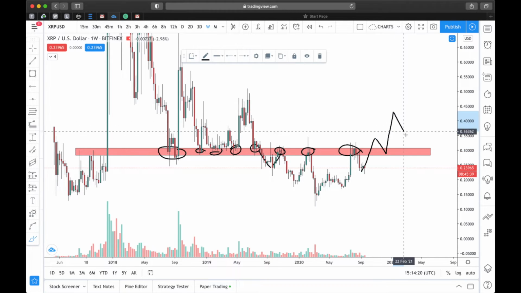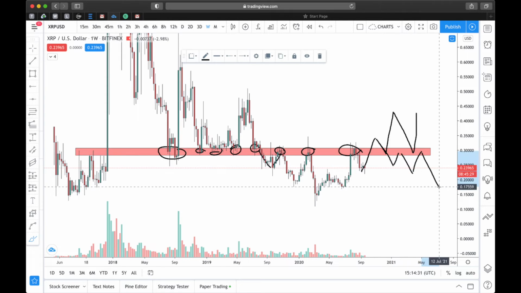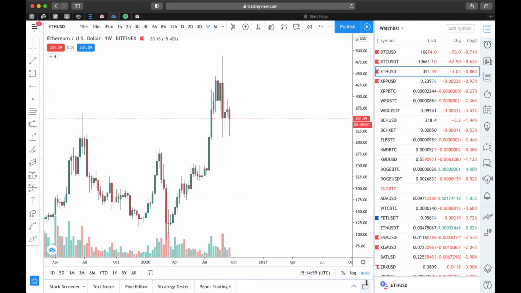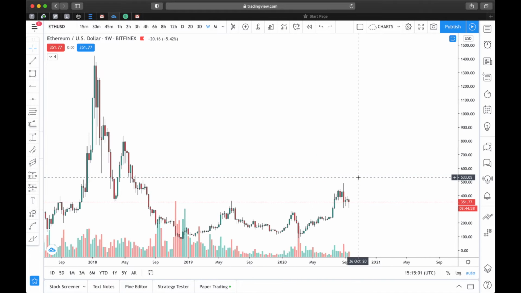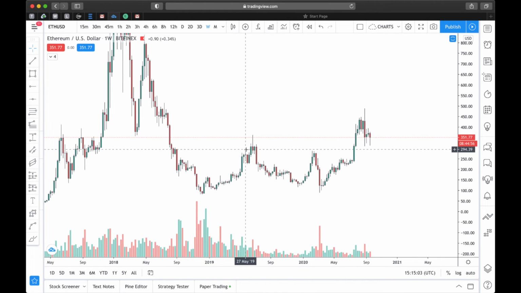Do you understand? Anytime the price touches it, it goes up. But when price is below it, it serves as resistance. So it resists the price every time the price touches it. Do you understand? Let's pick another example, which is ETH.